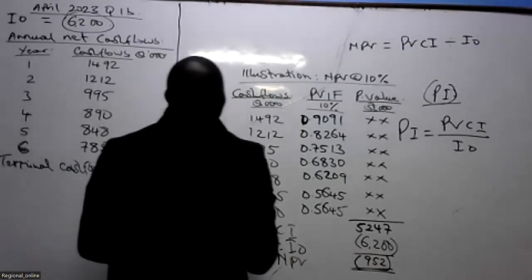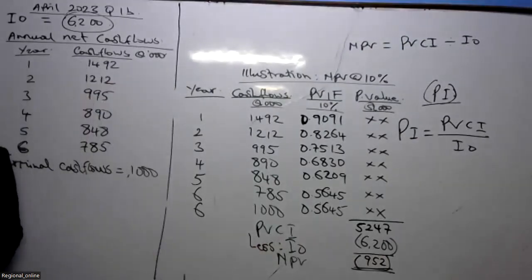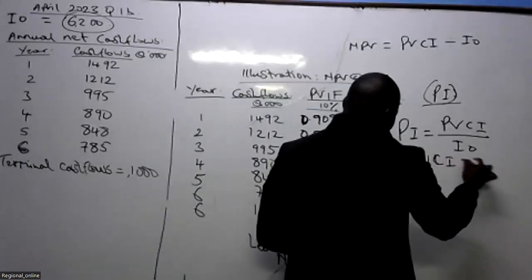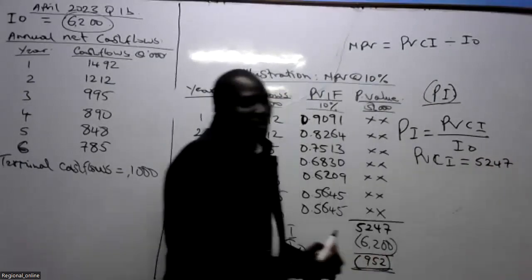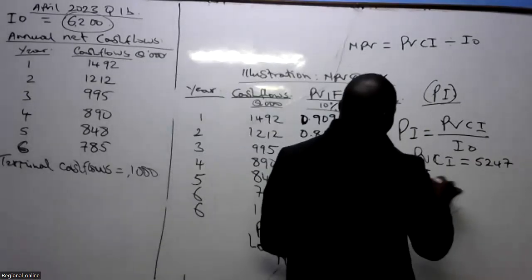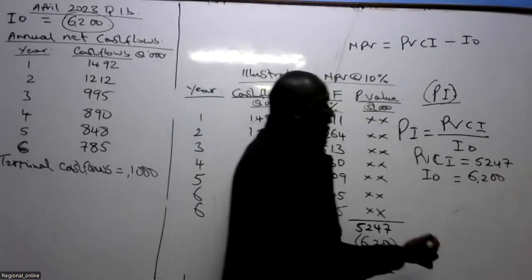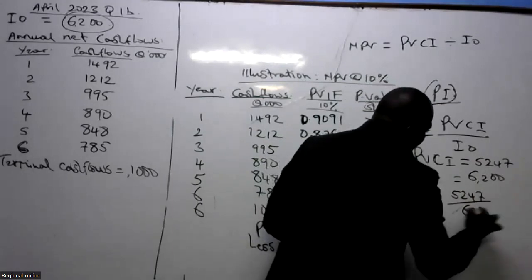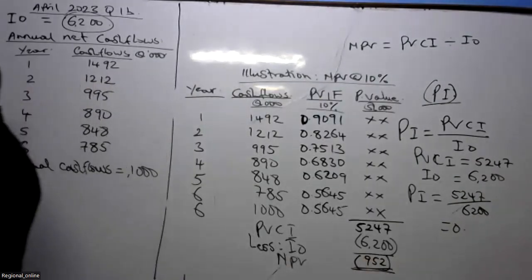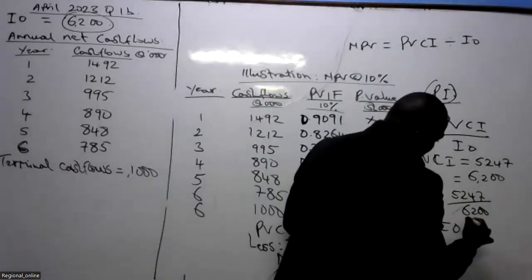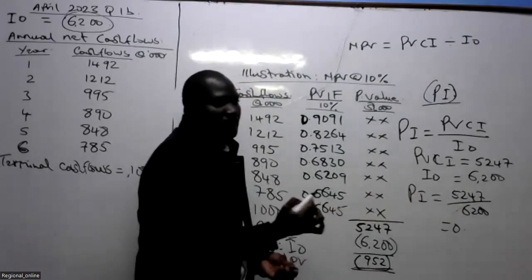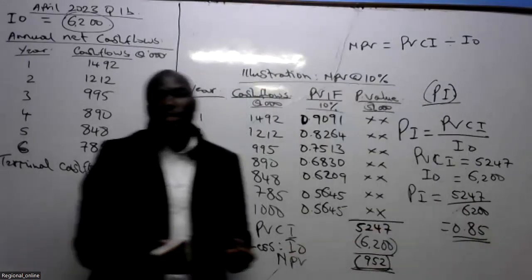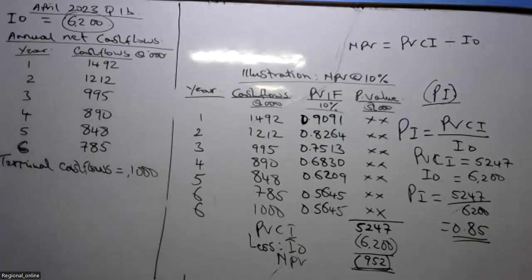So let's have an illustration. April 2023, question 1B. PVCI we found to be 5247, right? And IO is 6,200. So therefore, PI equals 5247 divided by 6,200. That is 0.85. The ratio is 0.85.